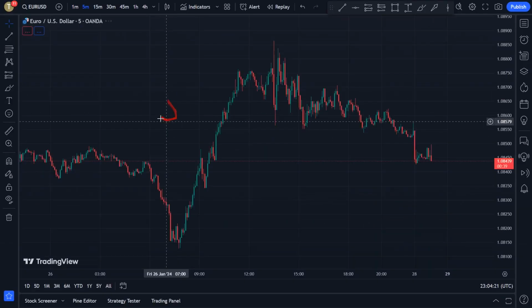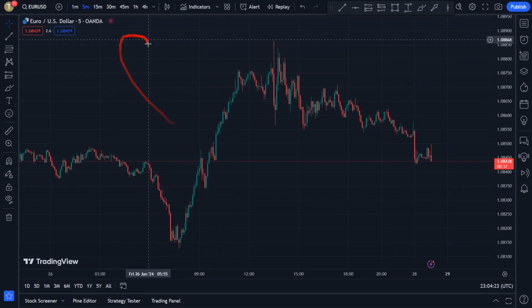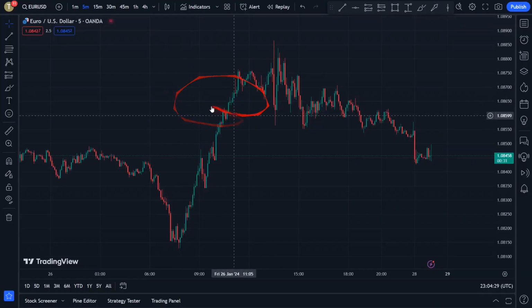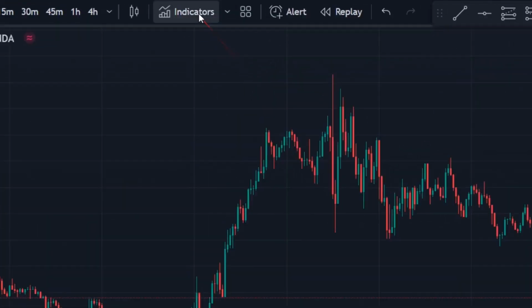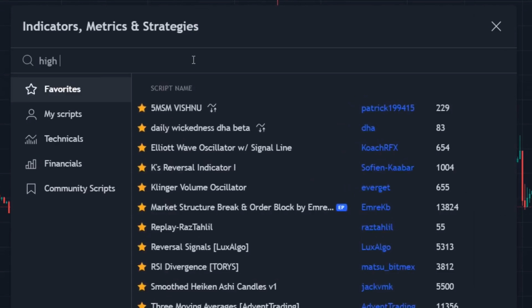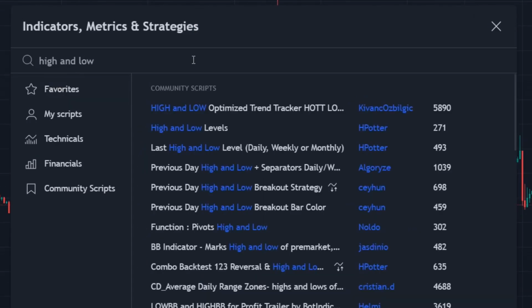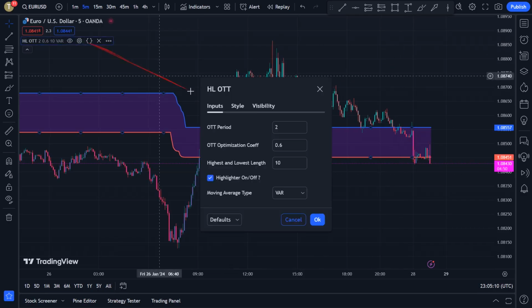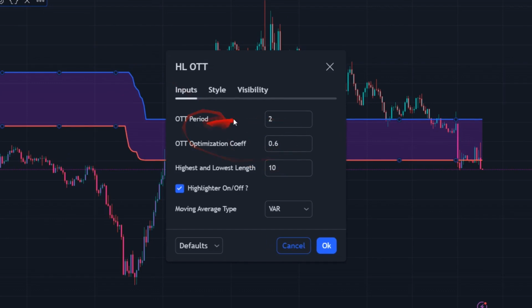Once you have chosen your symbol, just set your time frame to 5 minutes and in the indicator tab search for High and Low Optimizer HLOTT. Select it and add it to your chart. Then go to its settings and make the changes like me.